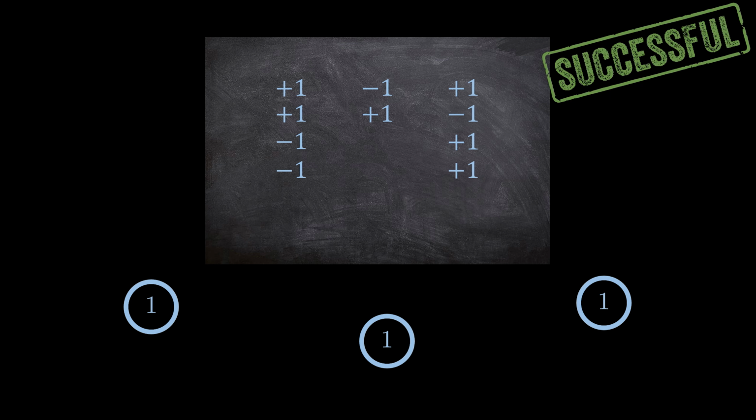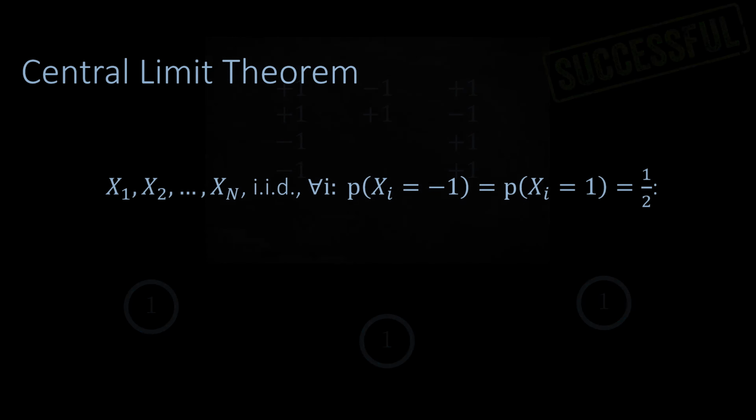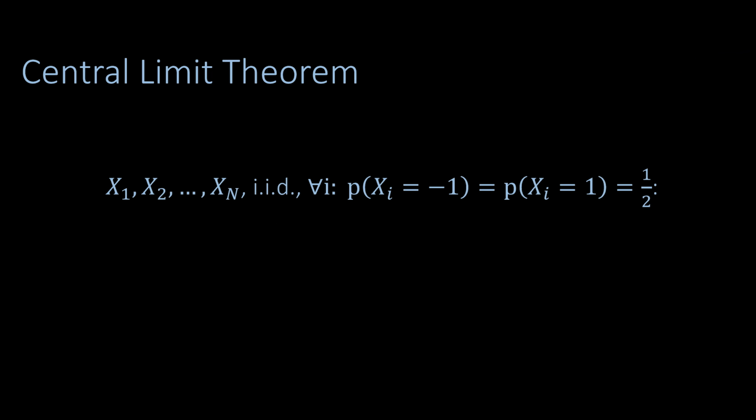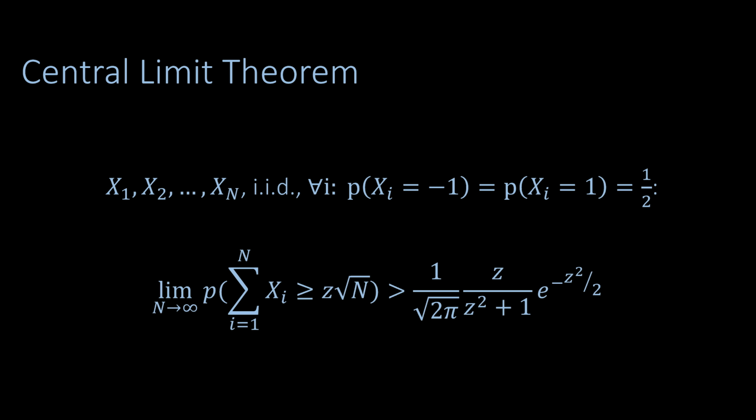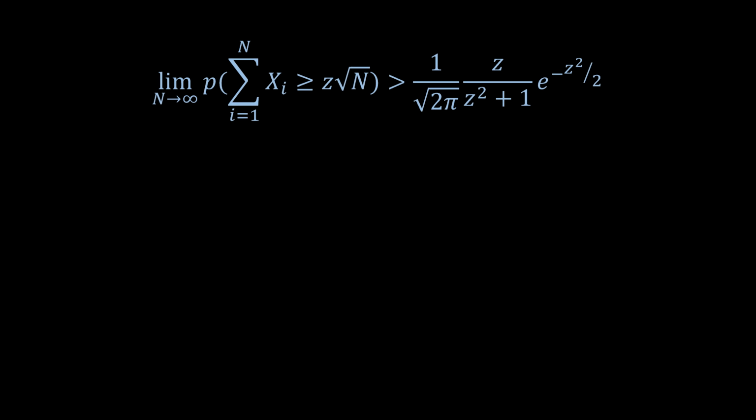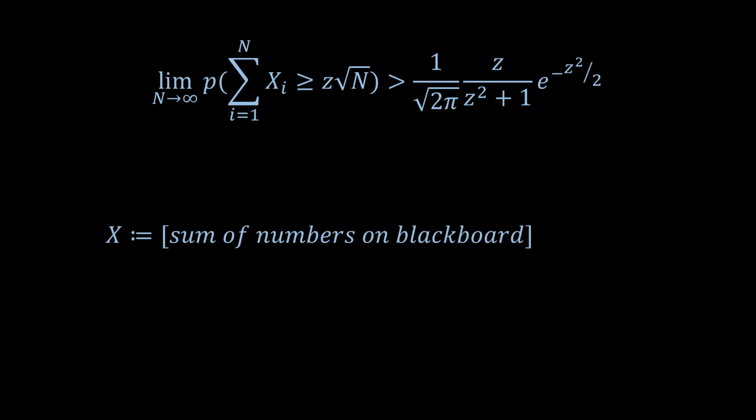But why did it work? And how likely is it that the shared coin algorithm is successful? In order to answer these questions, we need the help of the central limit theorem. More specifically, we need to know how likely it is that the sum of independent random variables that are -1 and 1 with equal probability exceeds a certain number. For our algorithm, the random variable X denotes the sum of all numbers on the blackboard.